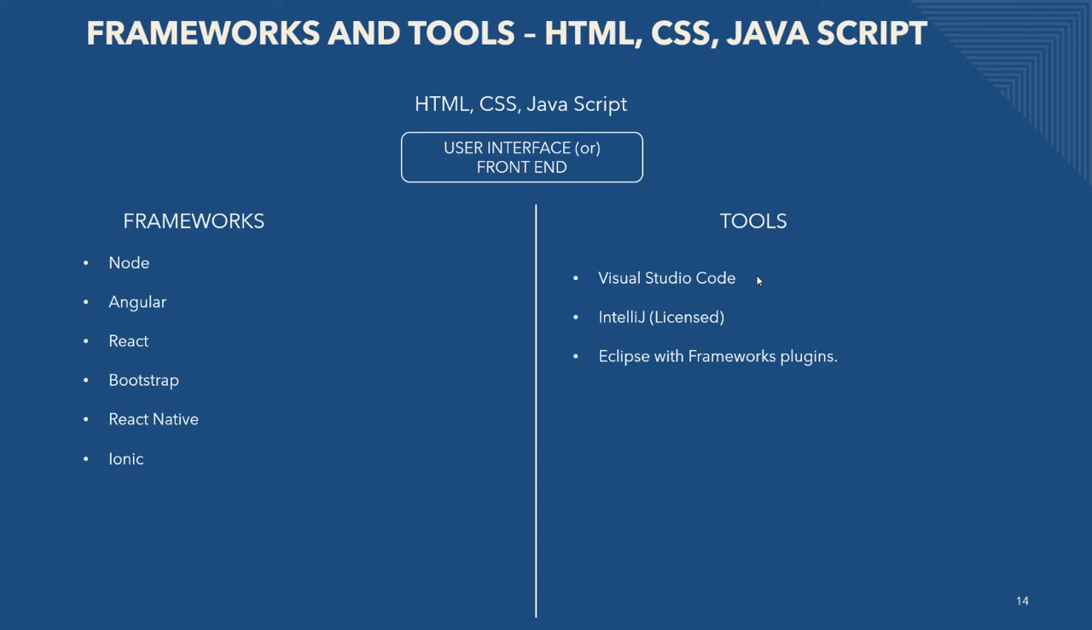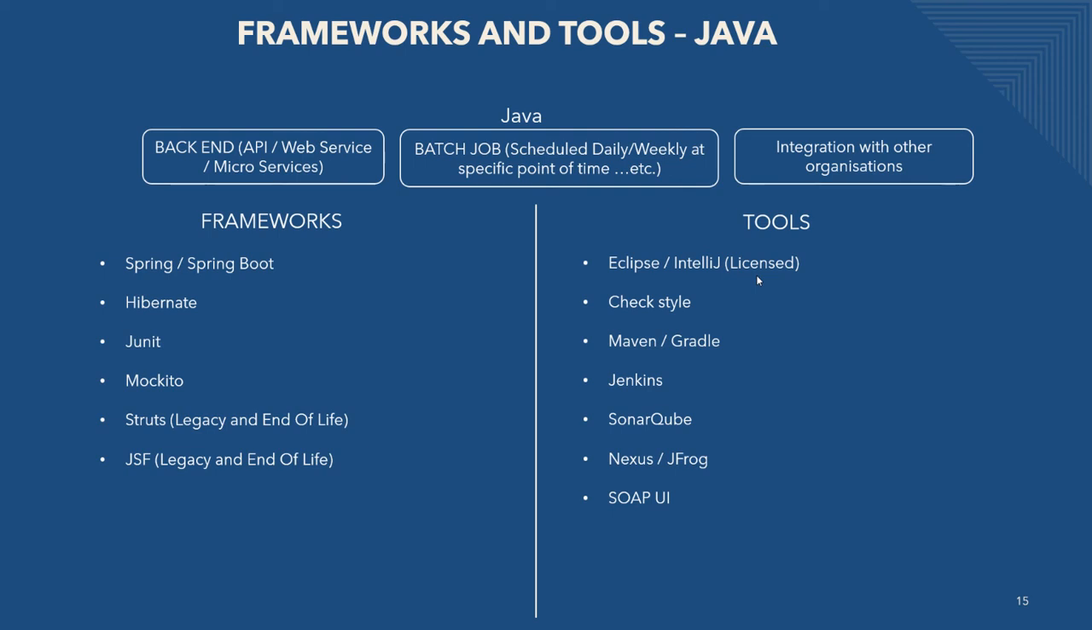Their frameworks and tools. Let's get into the backend development. Java is one of the most famous programming languages for developing the backend components. Backend here means either APIs or batch jobs or integration with other organizations. These are some of the famous and most popular frameworks, and modern applications are using them. The first four frameworks are being used by modern applications. The others like Struts and JSF are pretty much legacy frameworks.